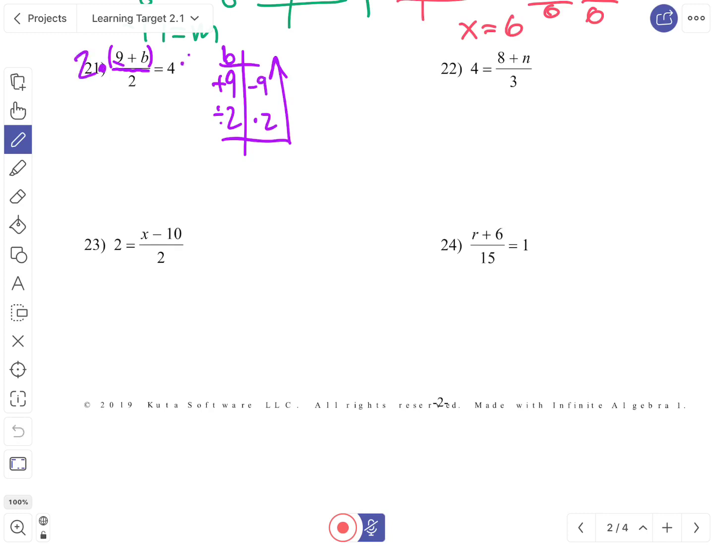So I times both sides by 2. This becomes 1, which we can just eliminate. 4 times 2 is 8. Subtract by 9. Okay? And we get b equals negative 1.